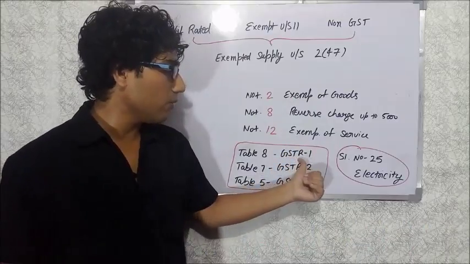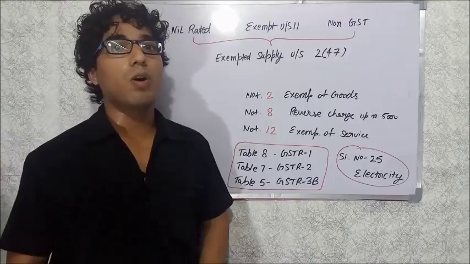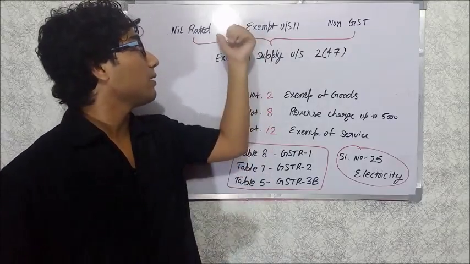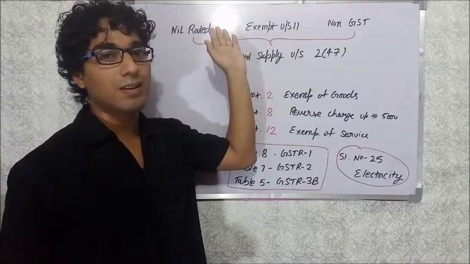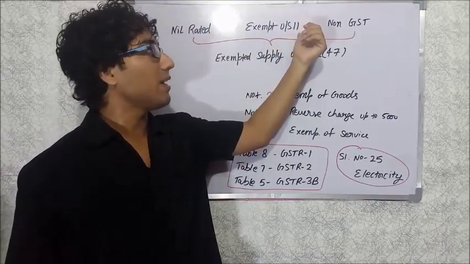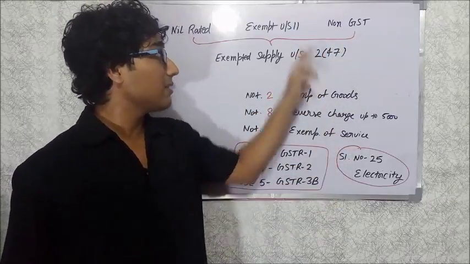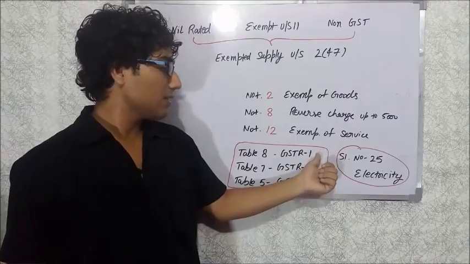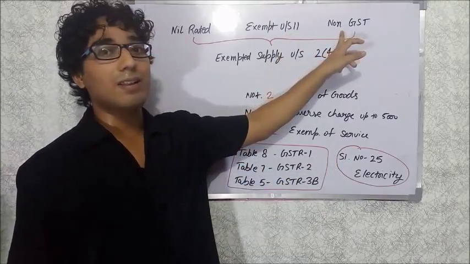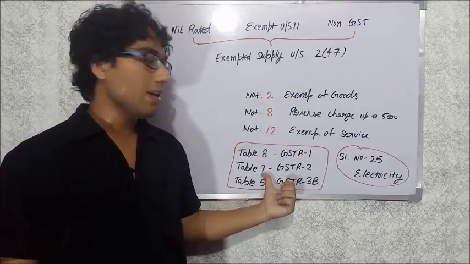And if you check GSTR 1 table number 8, you have to give the detail of outward supplies of these three things: nil rated, exempt under section 11, and non-GST outward supply. So when you supply these items, then you have to mention them in this. When you receive something which is exempt under section 11 and the non-GST item, then mention it in table number 7.